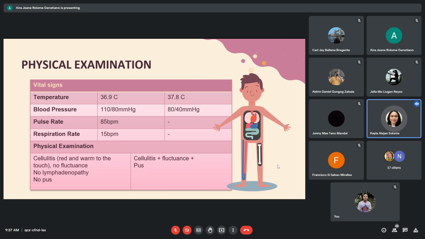For his second visit, his vital signs were as follows. His temperature is 37.8 degrees Celsius, which is low grade fever, and his blood pressure is 80 over 40. So it shows that his temperature and blood pressure have decreased. While in the physical examination, there is cellulitis and there is an obvious area of fluctuance at the center of the area. And also there was pus.